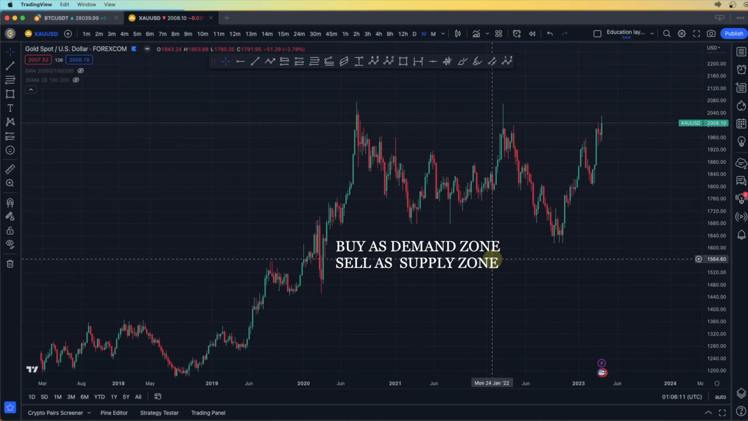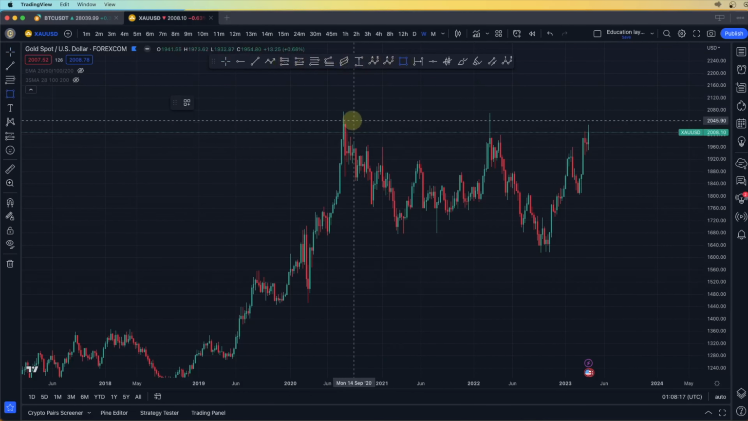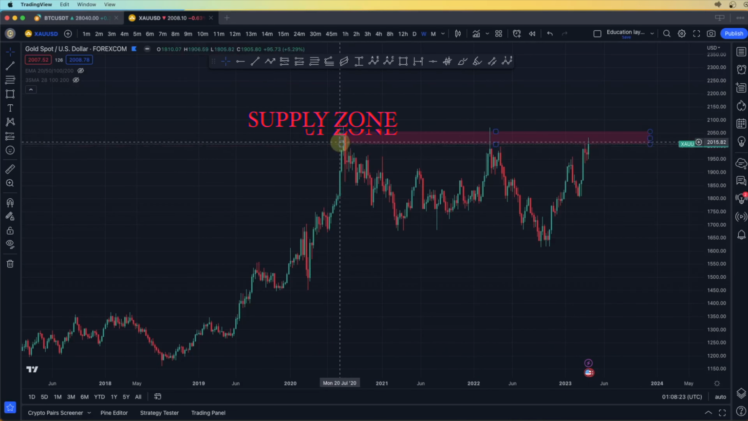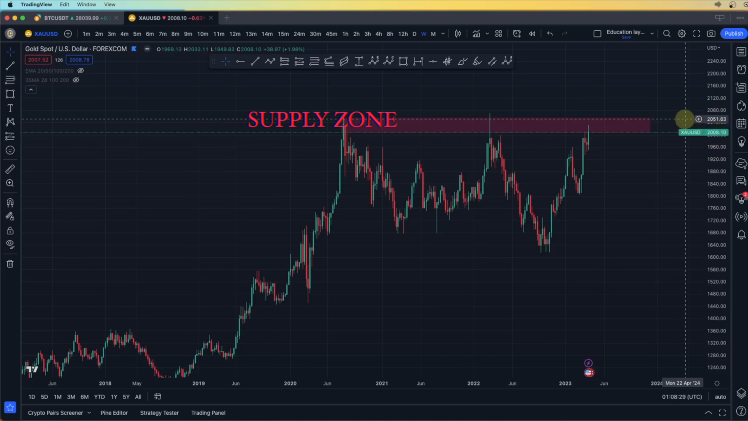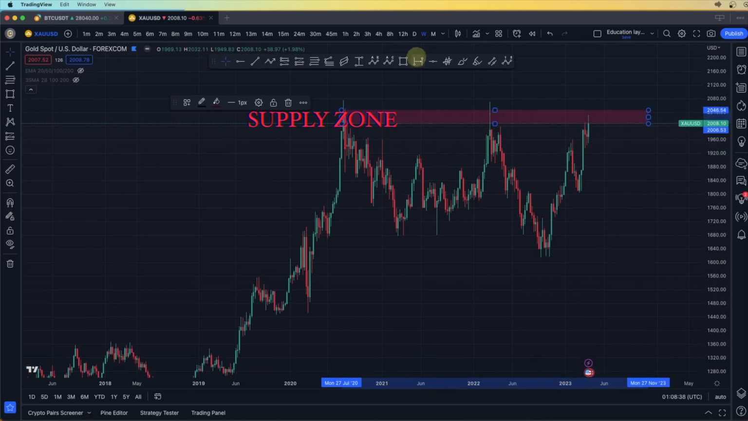Now we're going to identify the key areas. This area is a supply zone, because the market has big resistance under this area between 2008 and 2000, well, for example 40. That is really important for us because this area is on the weekly time frame. The market couldn't pass through it yet. They just come in, get more liquidity under this area and bounce down.